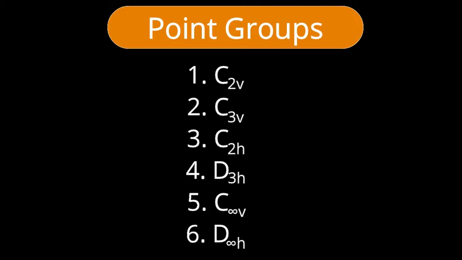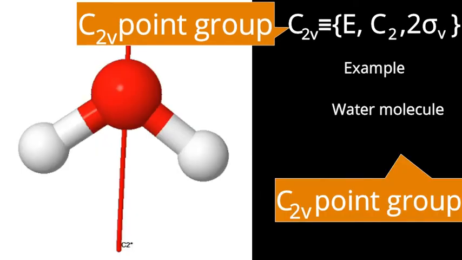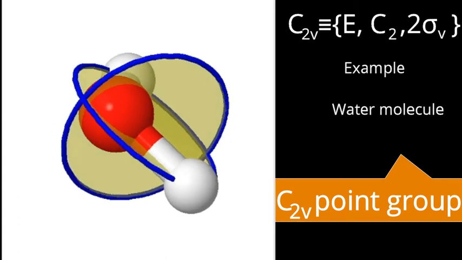Today I need to discuss the C2V point group. The label C2V indicates which principal axis, C2, and what kinds of planes should be there? Vertical. Let us see which is a suitable example for that. The best known example for the C2V point group is H2O, the water molecule. See here, there is a C2 axis and these two planes are there.